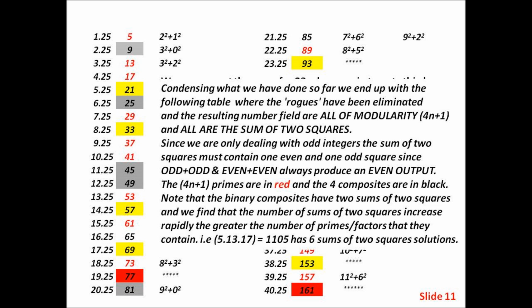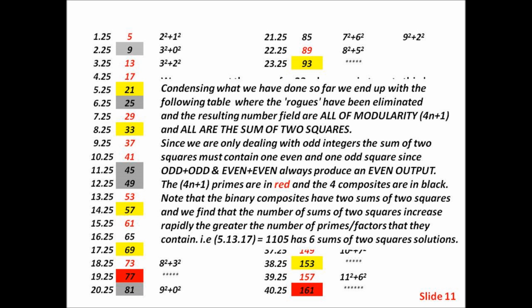Condensing what we have done so far, we end up with the following table, where the rows have been eliminated and the resulting number field are all of modularity 4n plus 1, and all are the sum of two squares. Since we are only dealing with odd integers, the sum of two squares must contain one even and one odd square, since odd plus odd and even plus even always produce an even output. The 4n plus 1 primes are in red and the composites are in black.